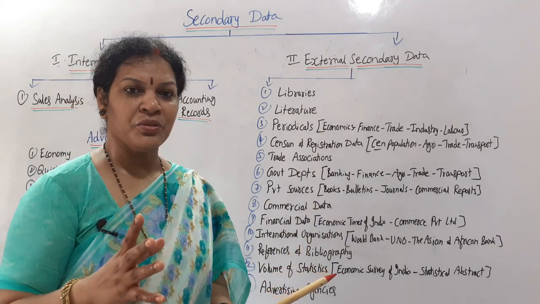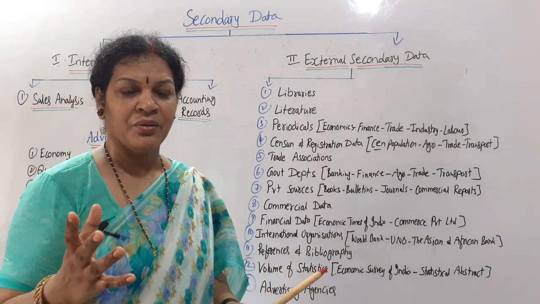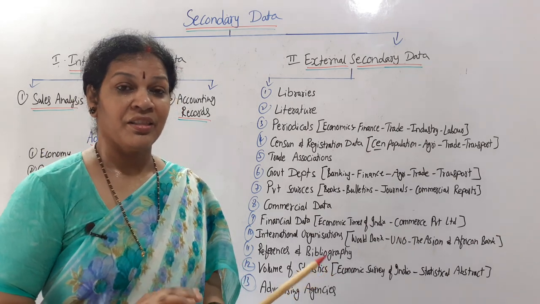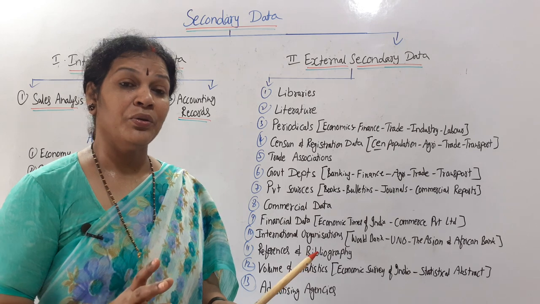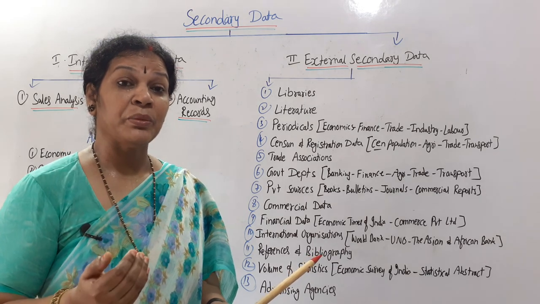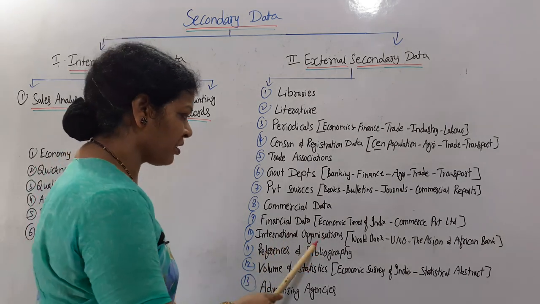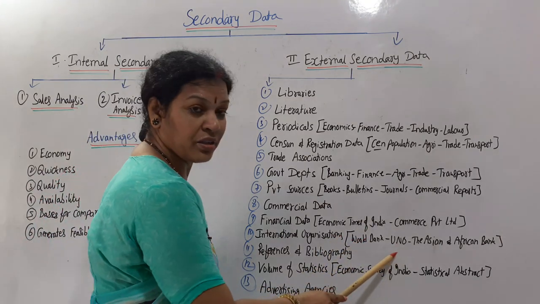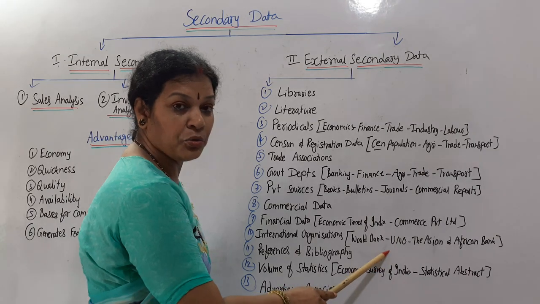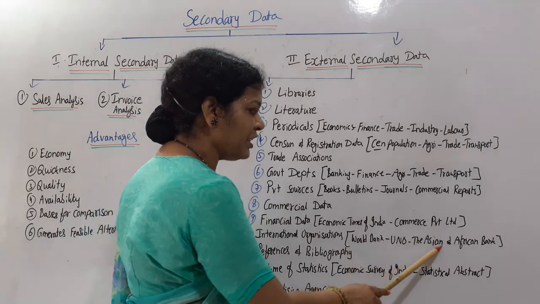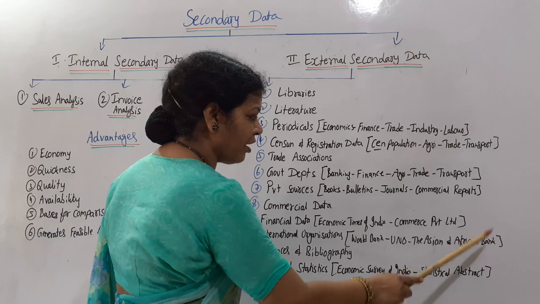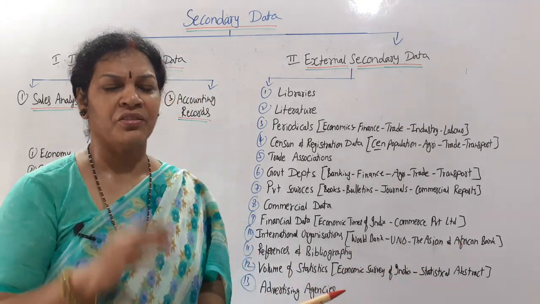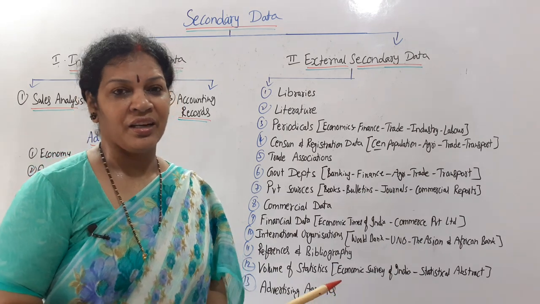If your research is very vast and you want to go to international level research, then you have to get the information from international organizations also. International organizations means, for example, the World Bank, the United Nations Organization (UNO), the Asian Bank and the African Bank, etc. There are some international organizations from where you can collect the data.